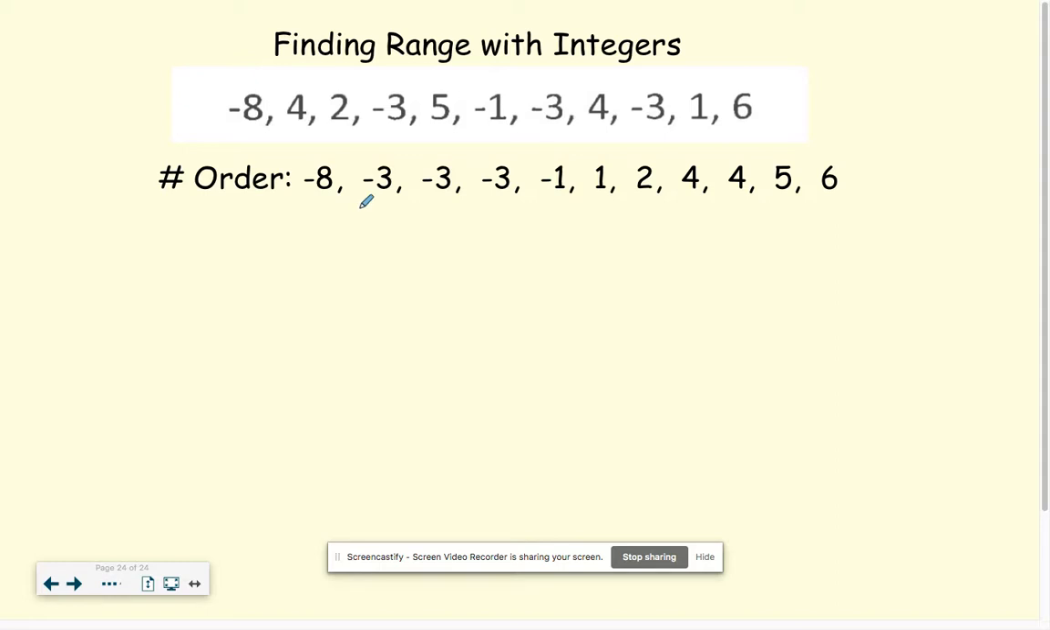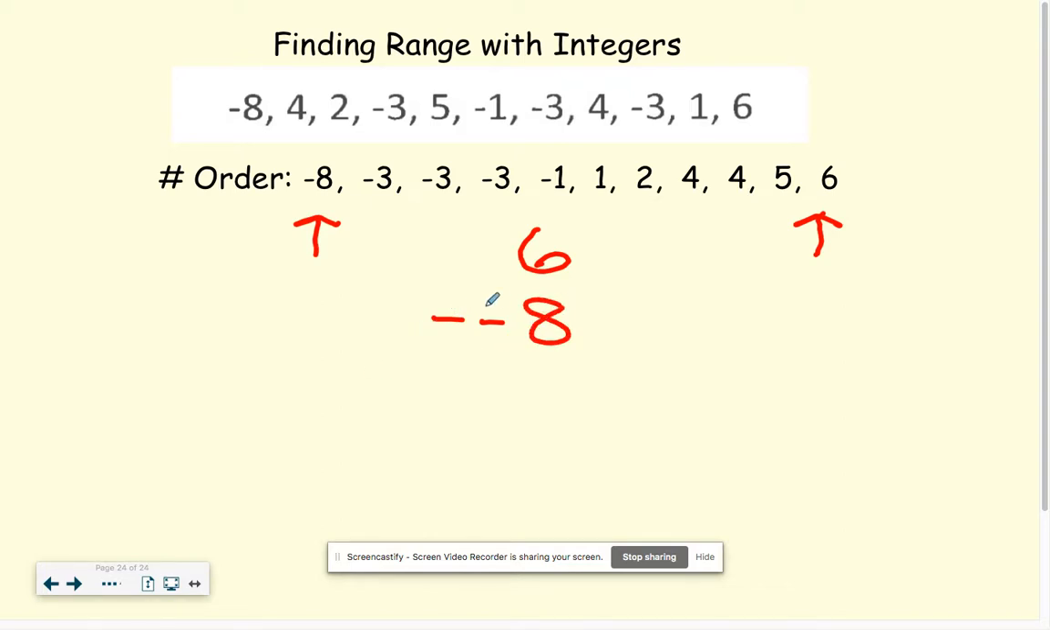We can also find the range with integers. This one becomes a little more tricky, so you're going to want to pay attention. After we put our data in order from smallest to largest, we are going to subtract. Now, here's where it's tricky. We're going to do 6 minus negative 8.